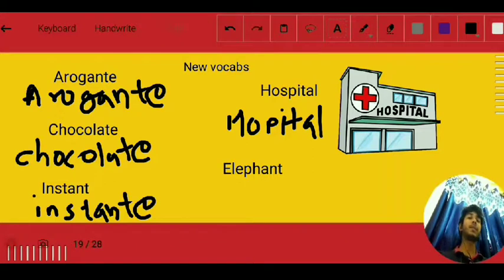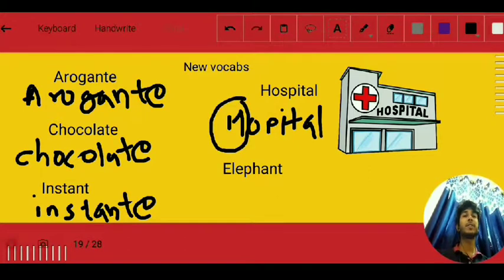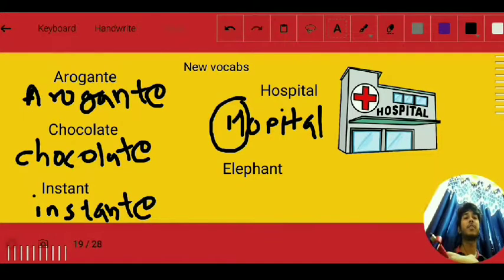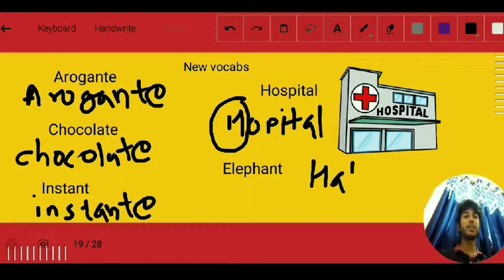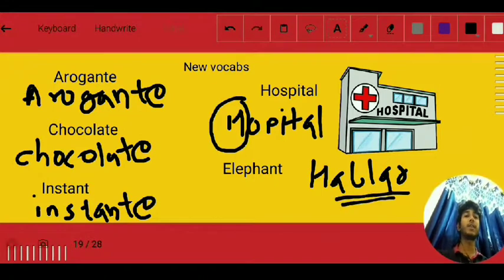In most cases in Spanish, like 99% of the cases, we are going to see that in hospital or any word, the H is silent in Spanish. For example, there is a verb hablar, H-A-B-L-A-R. We are going to write H-A-B-L-A-R, but we are going to speak it as ablar. So for elephant we know it is elefante.